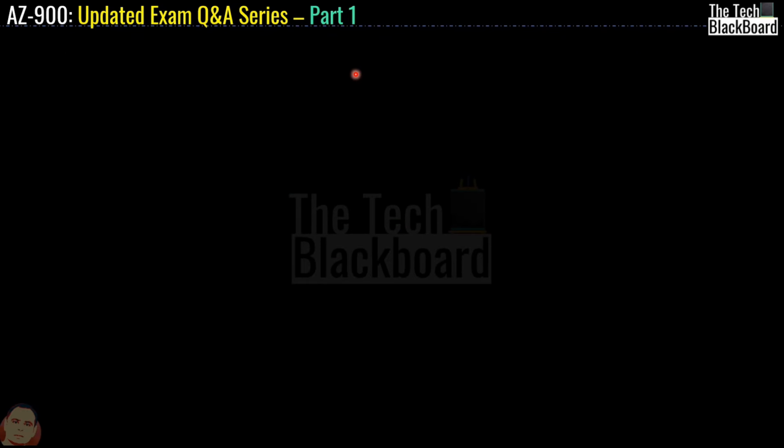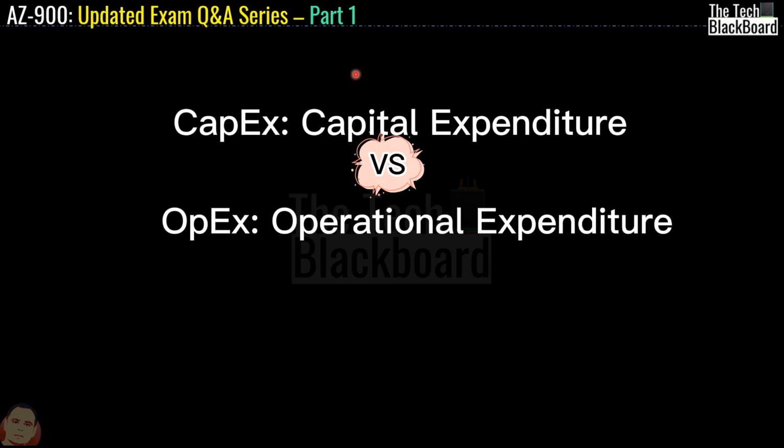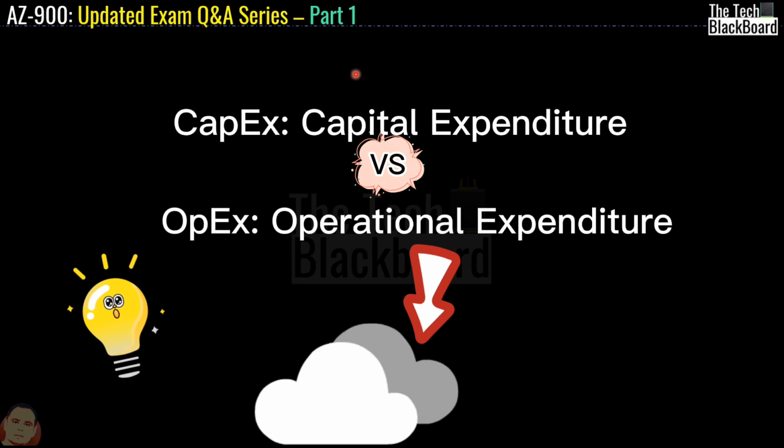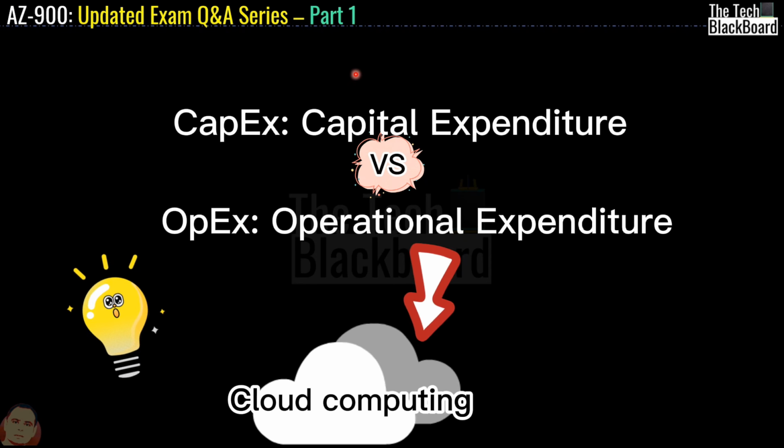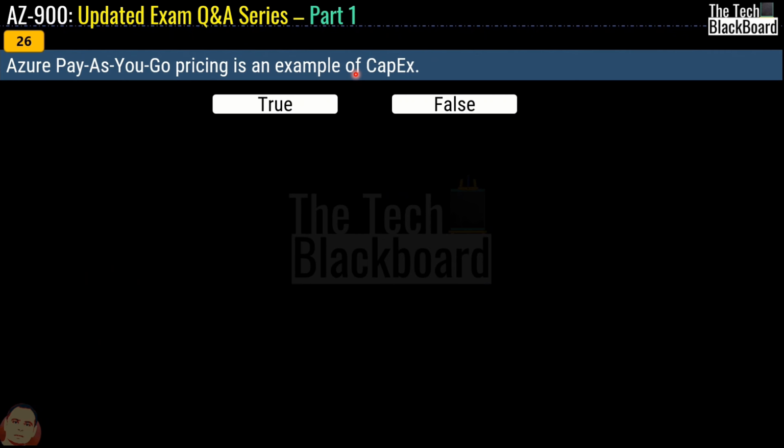Now let's take some questions on CAPEX, that is capital expenditure, and OPEX, that is operational expenditure. It's very important to understand the differences between the both, as operational expenditure or OPEX is the core essence of cloud solution, and moreover you will get many questions in AZ-900 exam where you would need to identify the differences between CAPEX and OPEX. So let's start with our first question on CAPEX and OPEX, and that's question number 26.